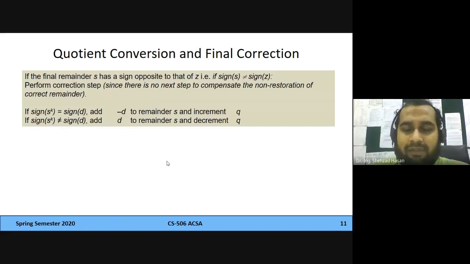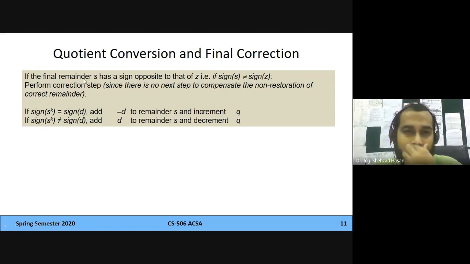Now a correction step is simple. In a correction step, what you do is either you add the divisor or you subtract the divisor, right? If you are going to add the divisor, you are going to subtract one from the quotient. If you're going to subtract the divisor, then you're going to add one to the quotient.